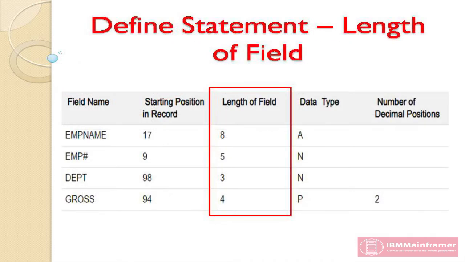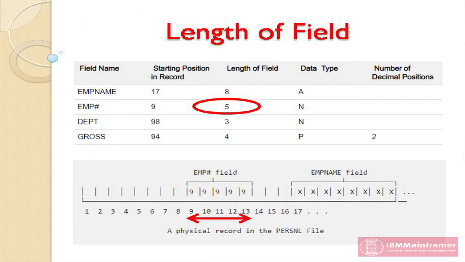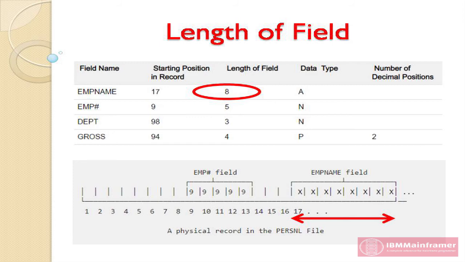Field length specifies the number of bytes or characters of storage that the field occupies in the record. Basically, the length of the field. See our sample program: you can see that EMP# with a field length of 5 occupies 5 bytes or character positions in the personal record, and the EMP-NAME field length is 8.